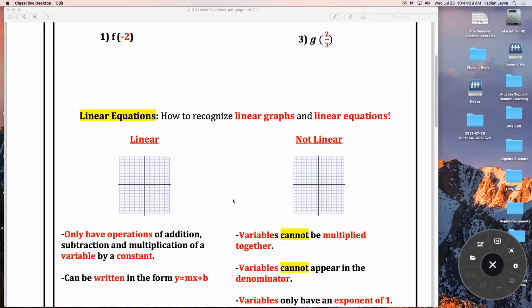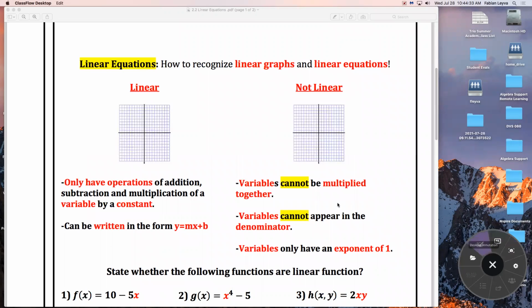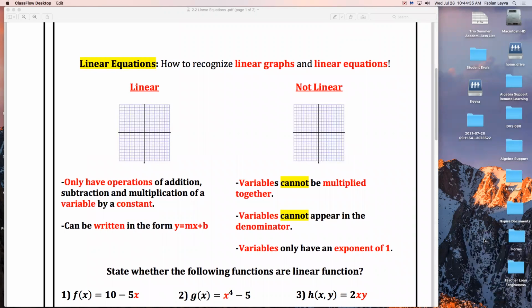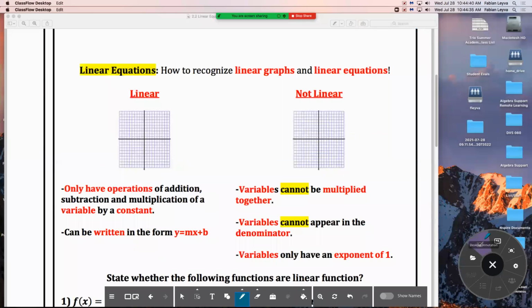So today we are going to start talking about linear equations. And notice I have a lot of explanation here of what linear equations are, how to recognize them, and what they do for you. So one thing that we are going to start covering here are the connection between graphs and equations. So let's start with linear graphs.